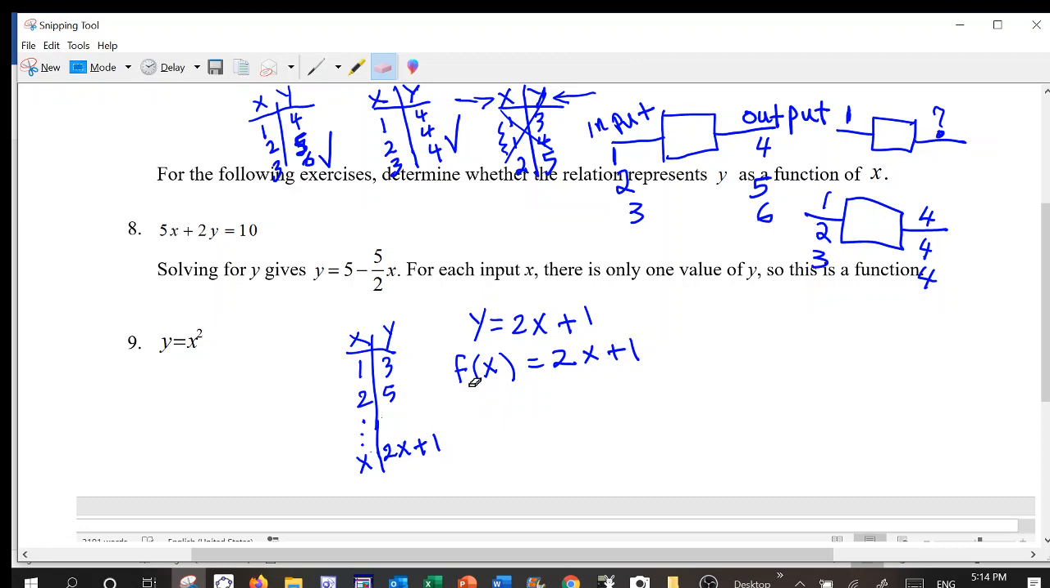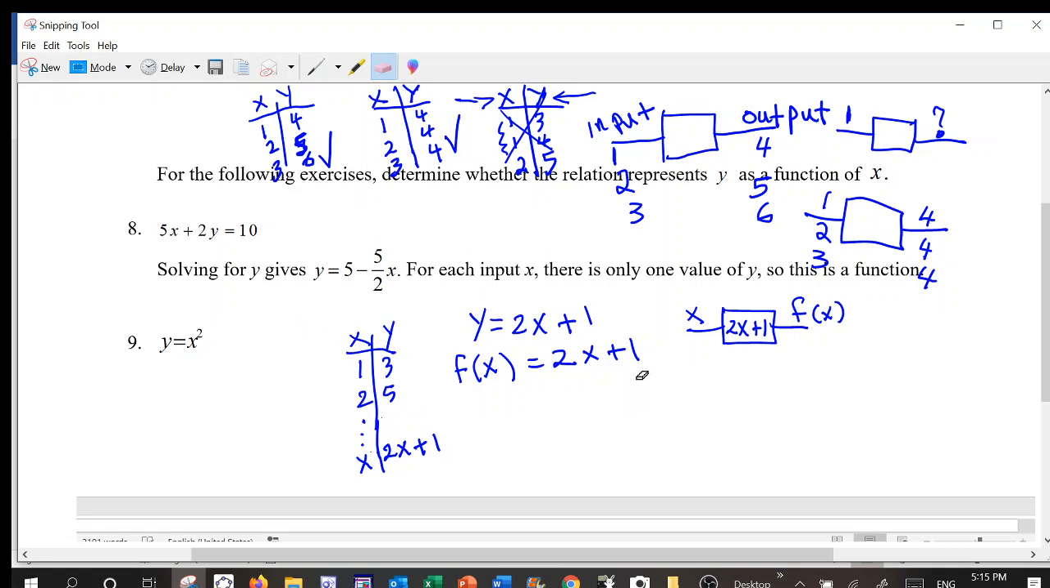Now, f of x is the name of the function. Now, some people say it is the same as y, but it represents y, it is not y. F of x is the name of the function, and y is the output variable, right here. So if you put x here, this would be f of x, which is the output. And then the formula goes inside here, which is the rule of the function. So that's what this function does. All right, so that's all there is to it.